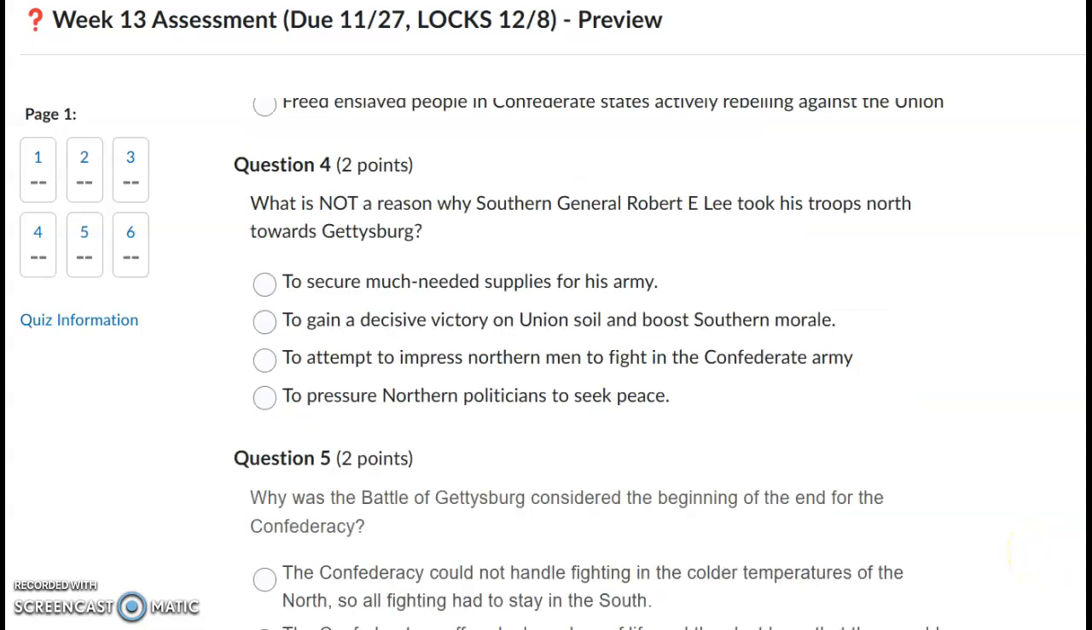What is not a reason why Southern General Robert E. Lee took his troops north towards Gettysburg? To secure much-needed supplies for his army, to gain a decisive victory on Union soil and boost Southern morale, to attempt to impress Northern men to fight in the Confederate Army, to pressure Northern politicians to seek peace.